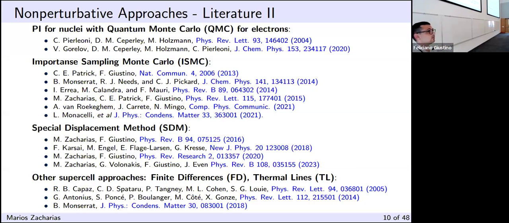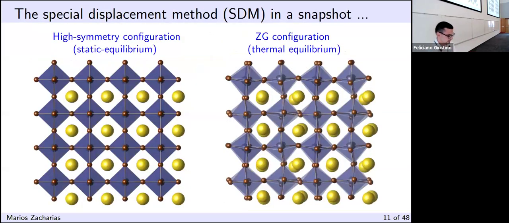And then there is the special displacement method, where we choose deterministically the displacements and the signs, so we produce a configuration where we can evaluate thermodynamic properties. Other supercell approaches include finite differences and thermal lines, which is another very efficient methodology. So what is the special displacement method? We call the configuration that we obtain a ZG configuration. We displace the atoms away from their high symmetry positions, which are the static equilibrium, where forces are zero, and we obtain a representative snapshot of the system at thermal equilibrium.